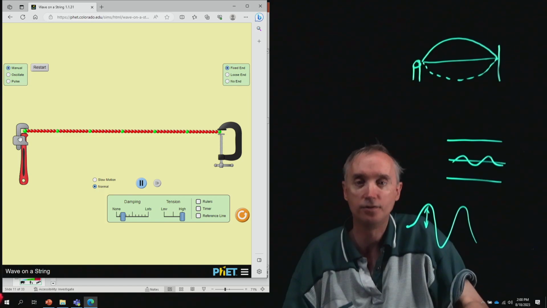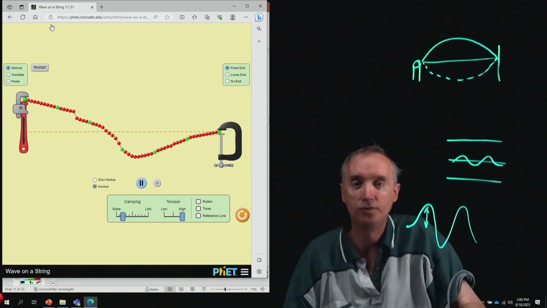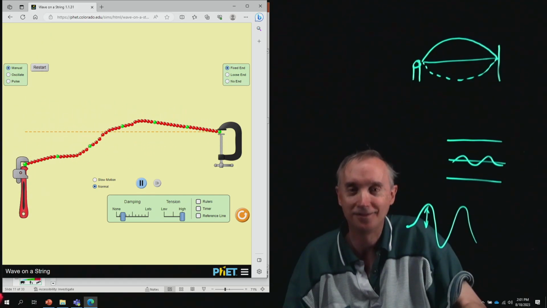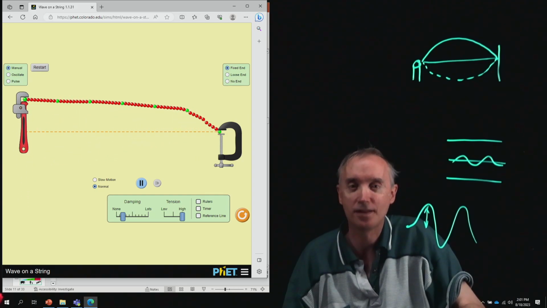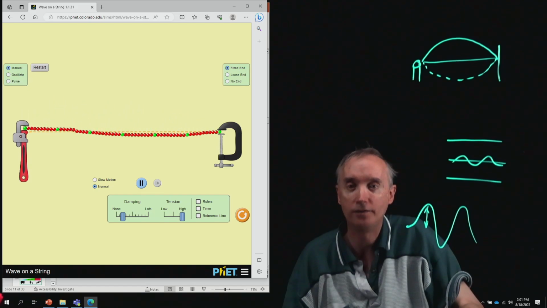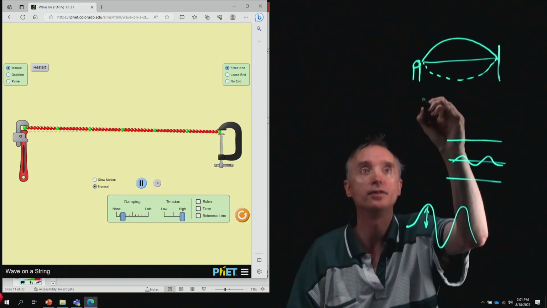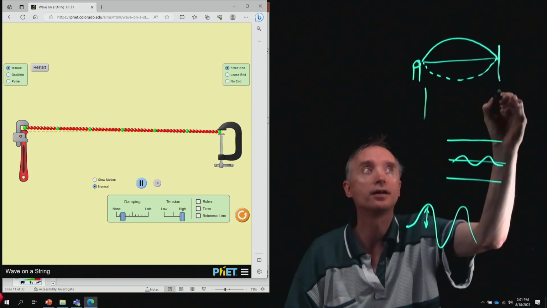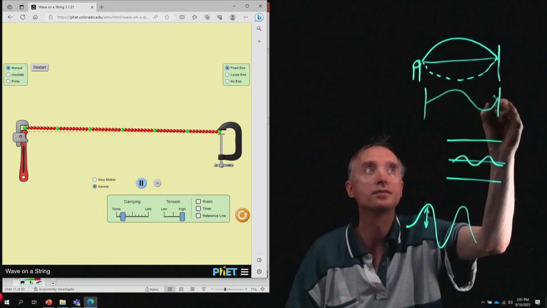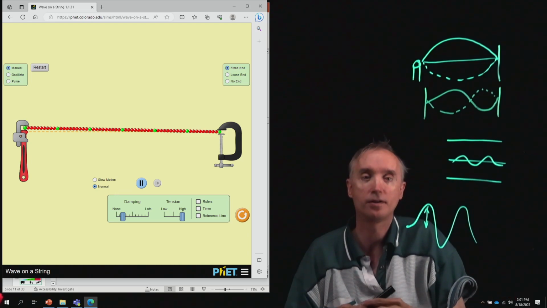Let's see if we can get one standing wave in there. It's kind of hard to do, but if I take this thing and start moving it up and down at the right speed, can you see that there is like one gigantic wave being set up in there? Then the second standing wave is going to look like this. It's going to go up and then down, and then it's going to go up and then down like that. So that's going to be two standing waves.